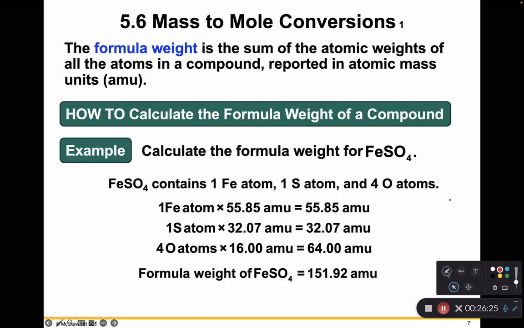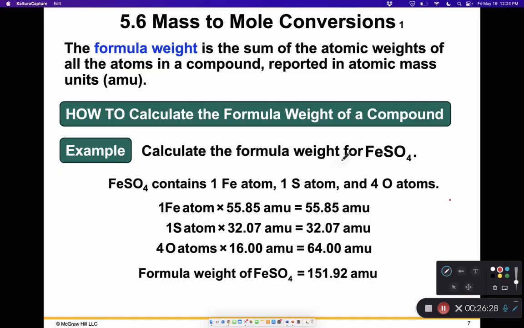Okay, let's practice this. Calculate the formula weight of iron sulfate. Iron sulfate means you have one iron atom, one sulfur atom, and 4 oxygen atoms in one molecule of iron sulfate. So you just have to multiply how much each atom weighs, their atomic weight, and then sum them up. Since you have one iron atom, this 55.85 AMU is the atomic weight of iron.